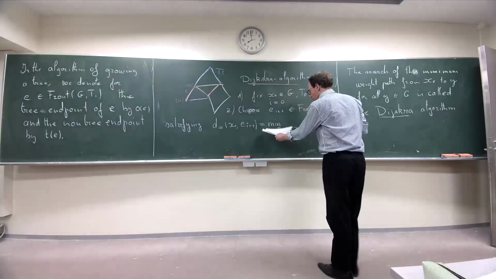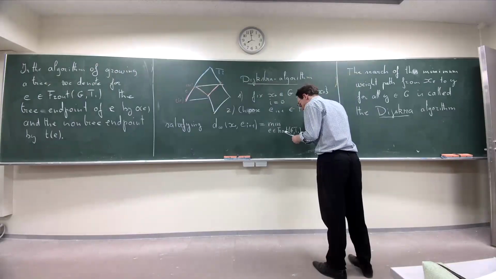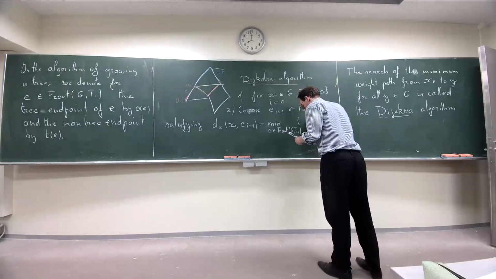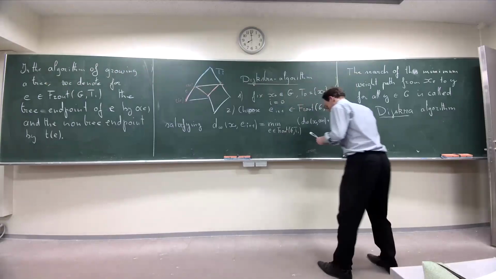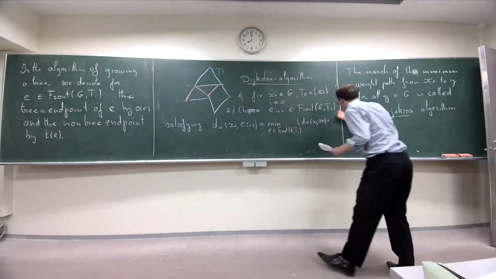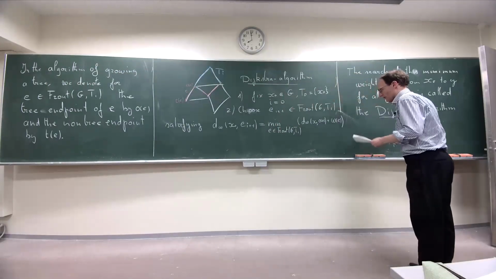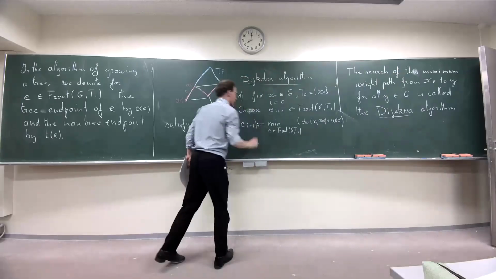I choose the edge in the front, on the frontier, the minimum between d omega of x0 O of e plus, wait, I finish writing, plus omega e. So this is the definition.